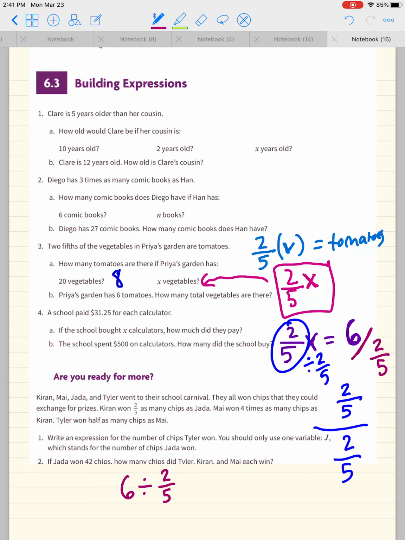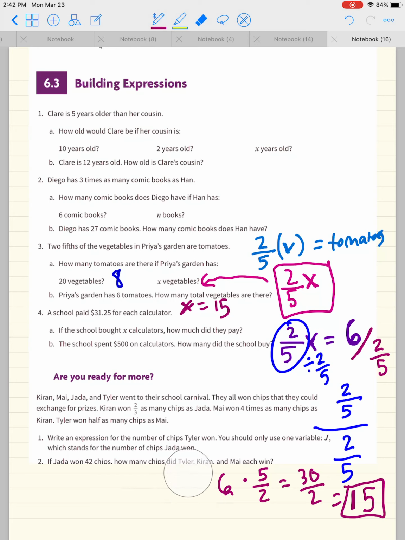All right, now we have 6 divided by 2/5, which is the same thing as 6 times 5/2. Remember, when you divide by fractions, you multiply by the opposite, by the fraction flipped. So now let's solve that. 6 times 5 is 30. 1 times 2 is 2. And 30 over 2 is equal to 15, or 30 divided by 2. So we are left with x equals 15 here.